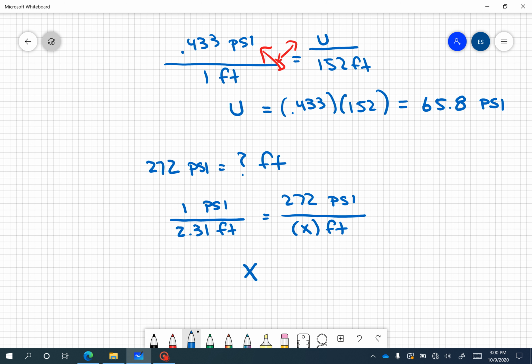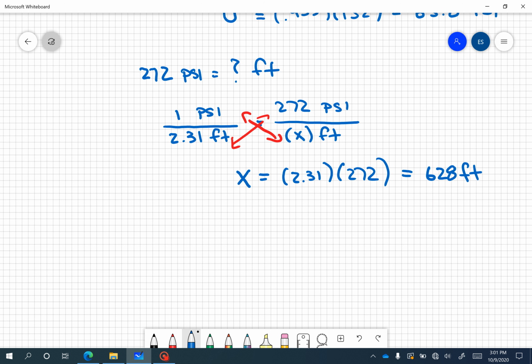x times 1 equals x, right? And that equals 2.31 times 272. So cross multiplying feet times PSI, and we get a final answer in this case of 628 feet.